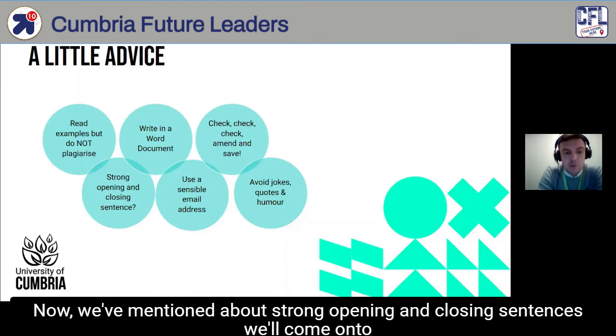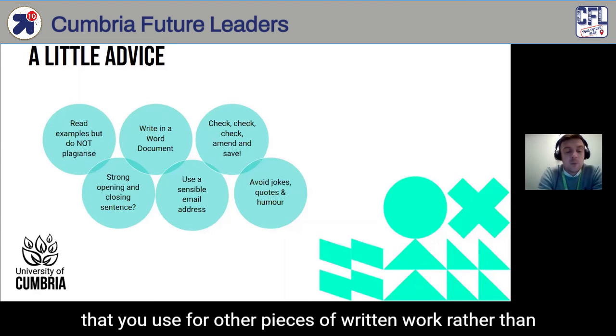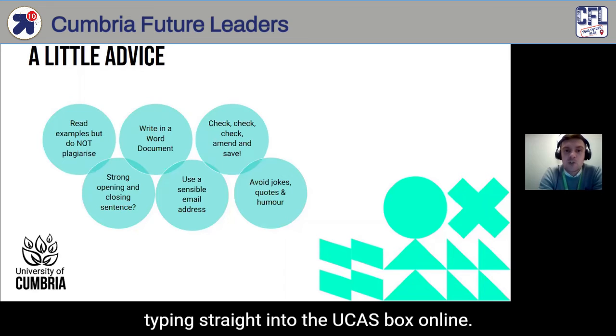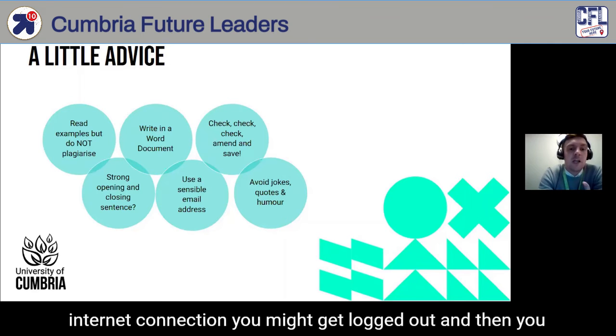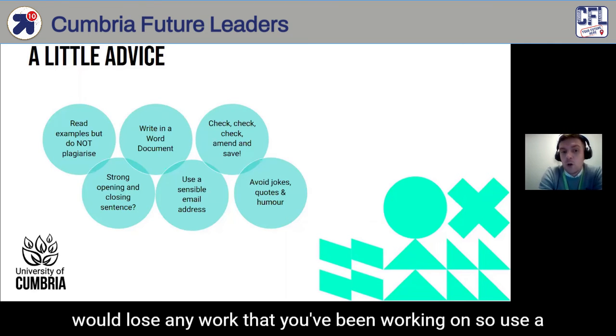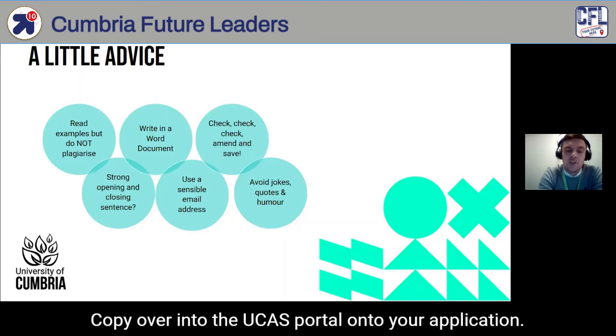Now, we've mentioned strong opening and closing sentences, and we'll come on to that in the next slide. I would always look to just use a Word document, a processor, that you use for other pieces of written work, rather than typing straight into the UCAS text box online. It's obviously online on a web portal. You might lose your internet connection, you might get logged out, and then you would lose any work that you've been working on. So use a Word document, check over your work, have people read a draft, amend it, save it. Once you're happy with it, copy it over into the UCAS portal onto your application.